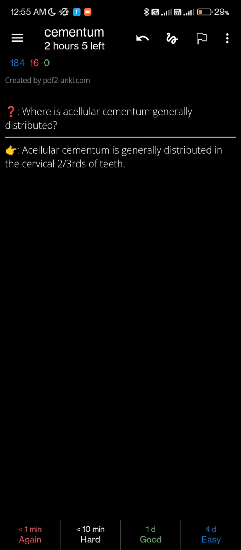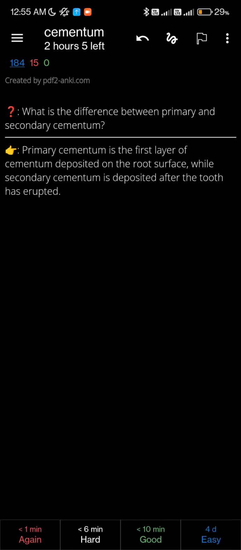So what is the difference between primary and secondary cementum? Primary cementum is formed before tooth eruption. Secondary cementum is formed after the tooth eruption. Primary cementum is the first layer of cementum deposited on the root surface, while secondary cementum is deposited after the tooth has erupted.